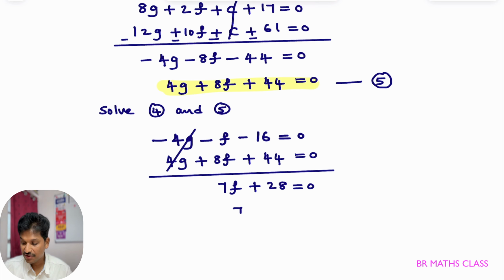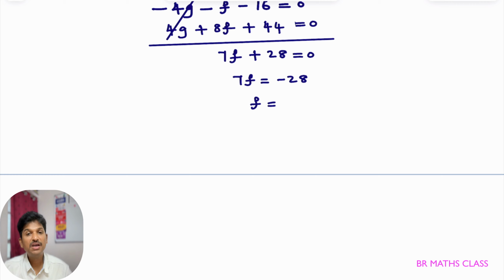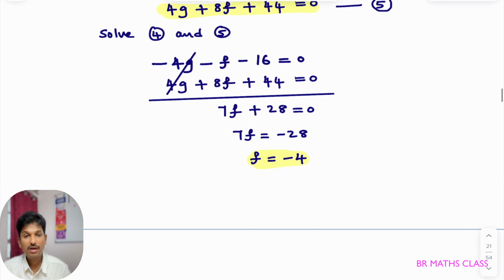From this, what is 7F? 7F equal to minus 28. What is F from this? Minus 28 divided by 7, that is minus 4. Actually, you want to find G value, F value, C value. In that, F value you already got.